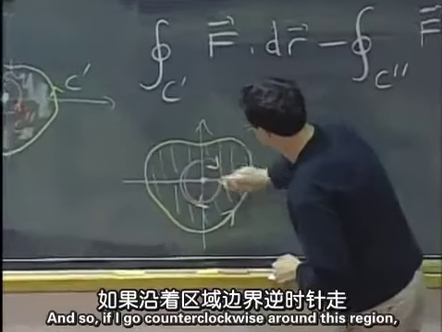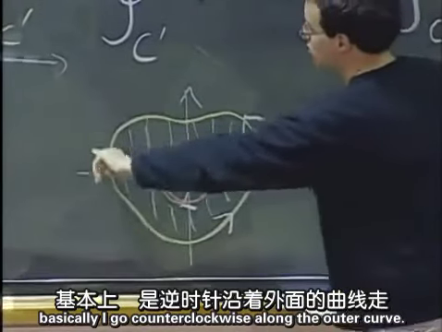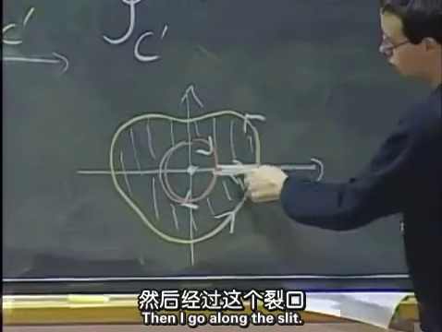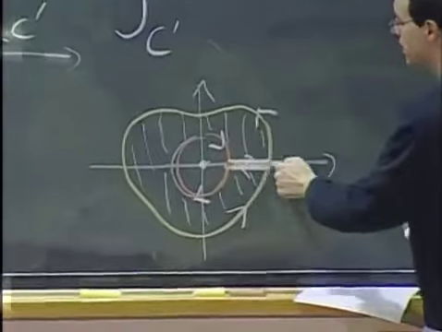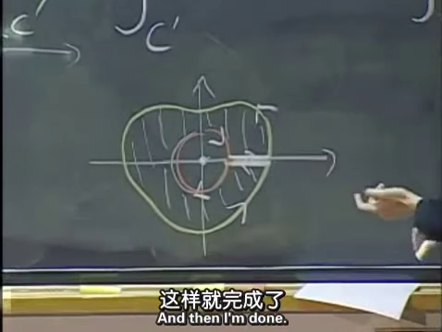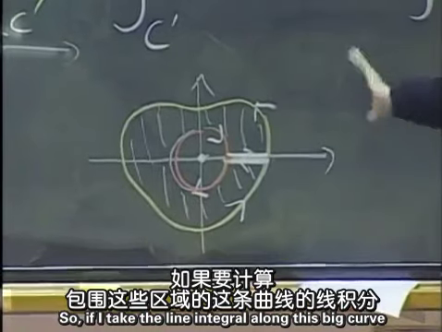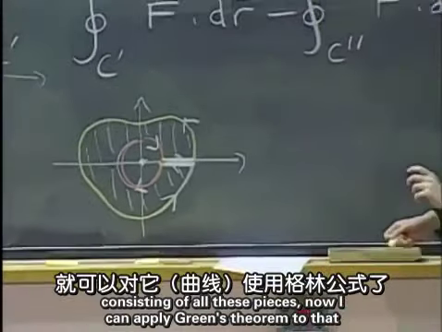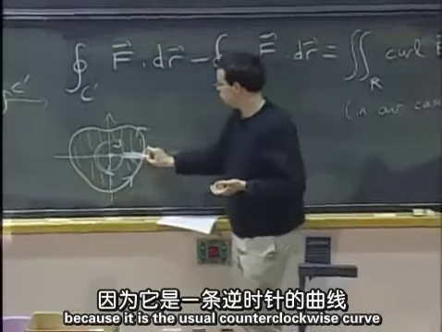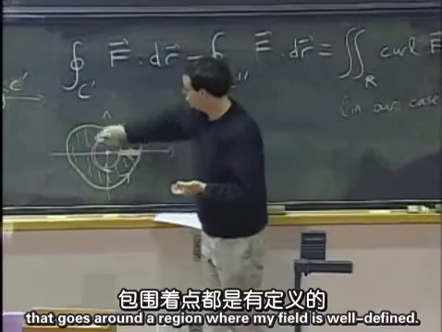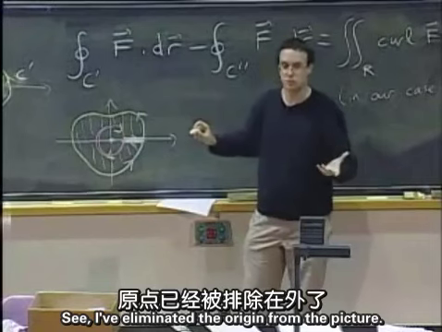counterclockwise. And so if I go counterclockwise around this region, basically I go counterclockwise along the outer curve, then I go along the slit, then I go clockwise along the inside curve, then back along the slit, and then I'm done. So if I take the line integral along this big curve, consisting of all these pieces, now I can apply Green's theorem to that, because it is a usual counterclockwise curve that goes around a region where my field is well defined. I've eliminated the origin from the vector.